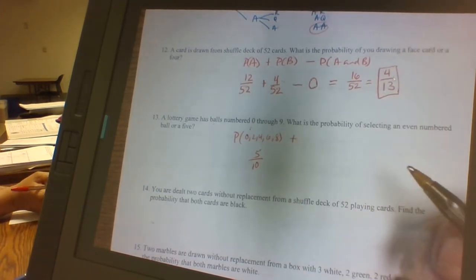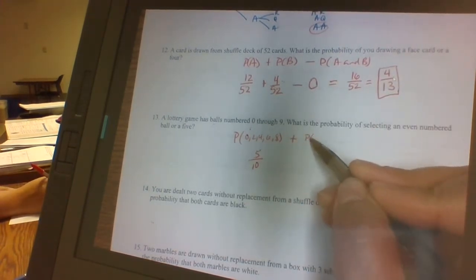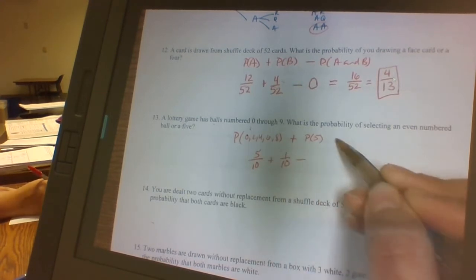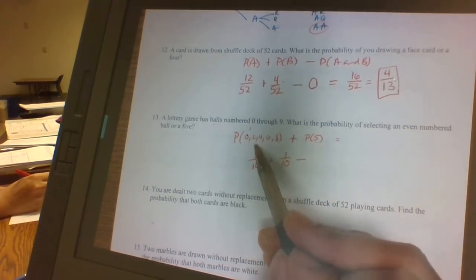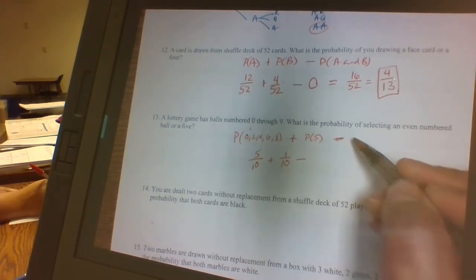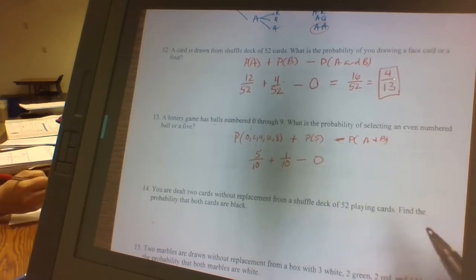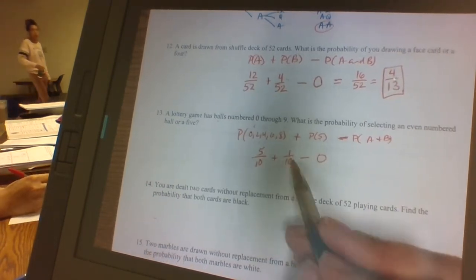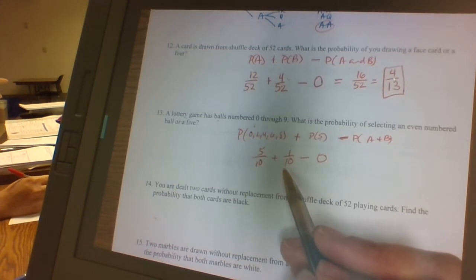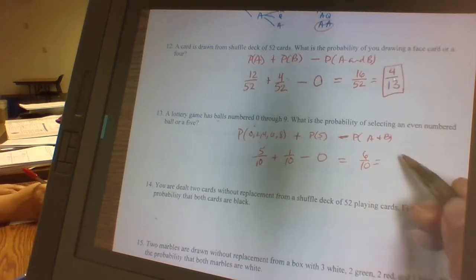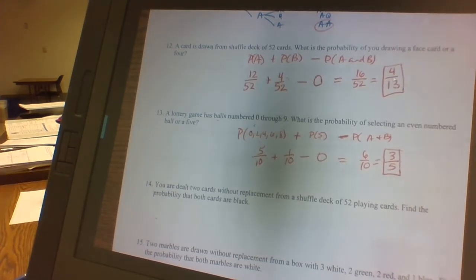Plus the probability of a 5 is what? 1 over 10, minus the probability that 5 is also an even number, that is 0, right? So when I add these, what does this become? Shall we review right there? Yes, it's 6 over 10, and that reduces to 3 over 5.